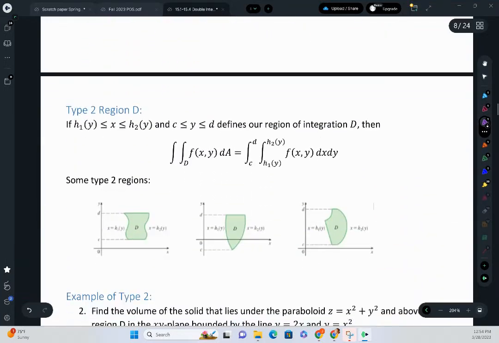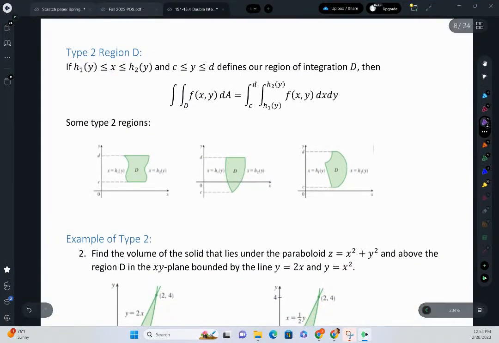All right, type 2 region. So as might be expected, a type 2 is just like turning things by 90 degrees. So what we'll see in a type 2 region is that we will have left and right bounds that are functions. So we'll have x equals some h1 of y and x equals some h2 of y, while y is going to go from a constant to a constant. So we can see this clearly in this first picture. Y is a constant up to a constant, while x is going from a curvy function to another curvy function. In the second one, I see y going from a constant to a constant, and again, x is going from some curve to another curve.